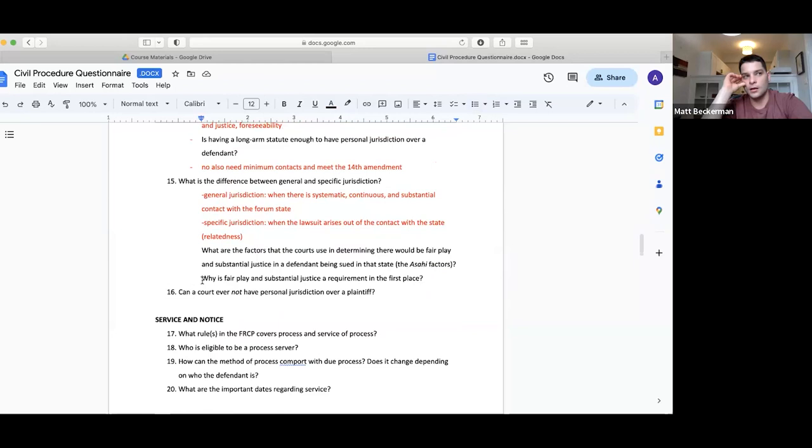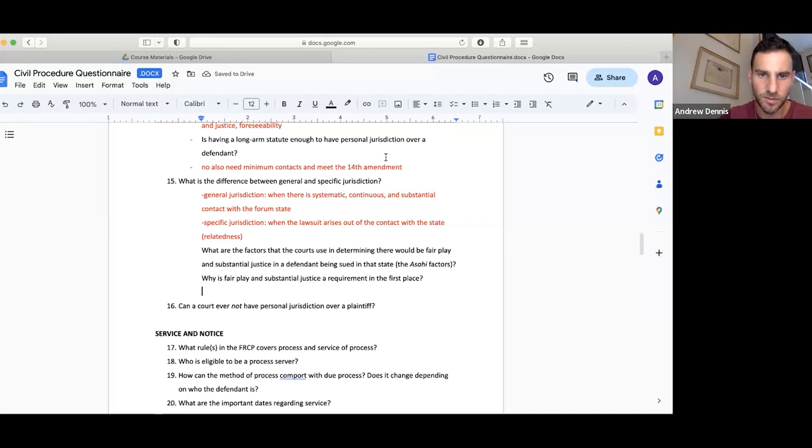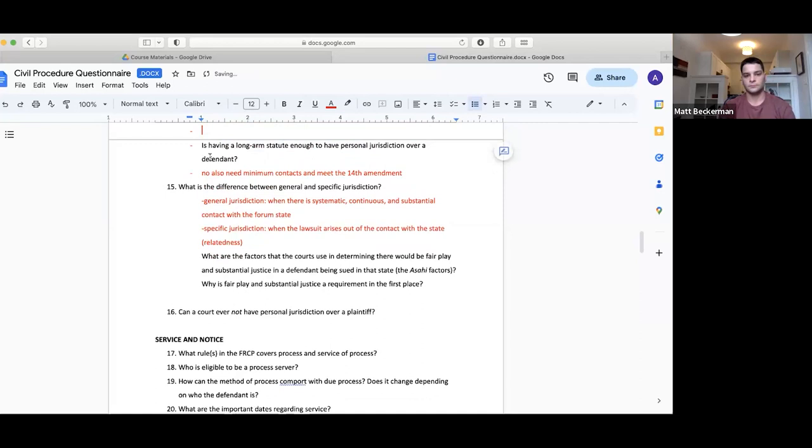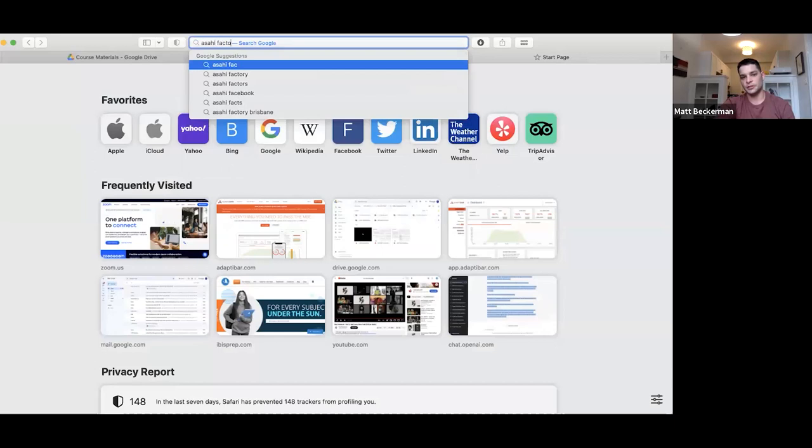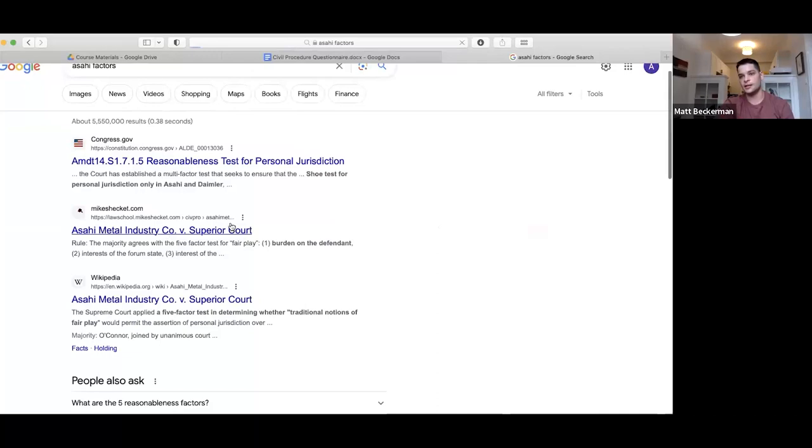Why is fair play and substantial justice a requirement in the first place? So is this kind of what I was talking about up here? Purposeful availment and all this stuff? Yeah. All right. The Asahi factors. And this goes back to due process. Would it be fair to sue this person in this state? Would they be getting fair process by being sued for whatever thing is going on in this forum?